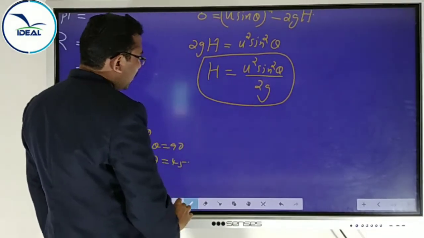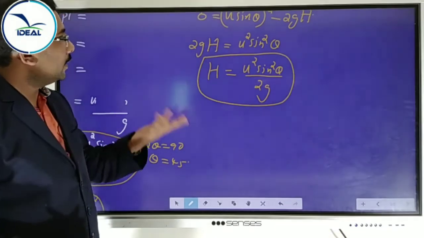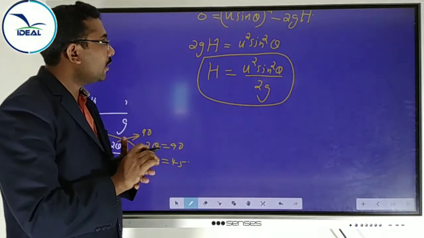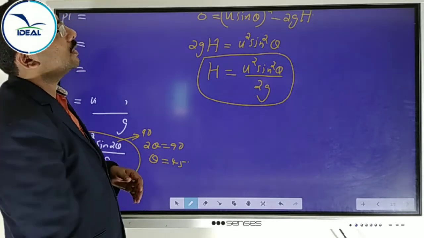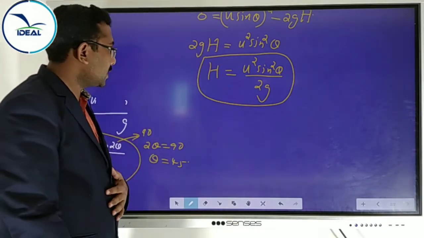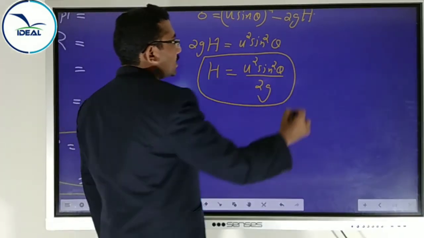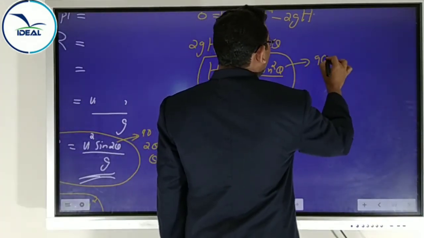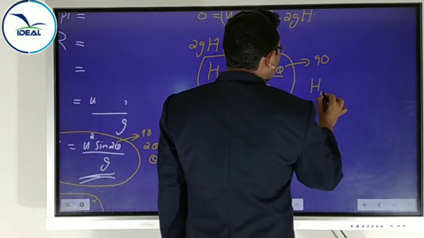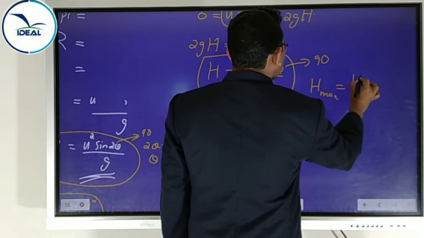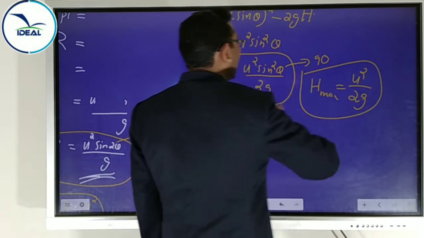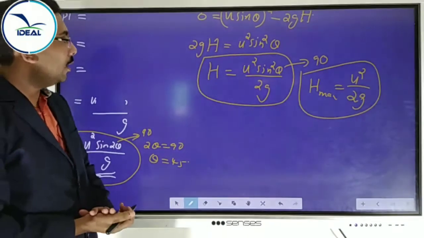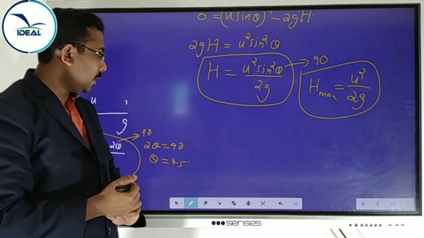When does the maximum height become maximum? At 90 degree. At 90 degree it is a vertical motion, one dimension. When theta is equal to 90, then h max equal to u square by 2g. This is the equation for one dimension, for vertical motion. You already studied this in the first chapter.